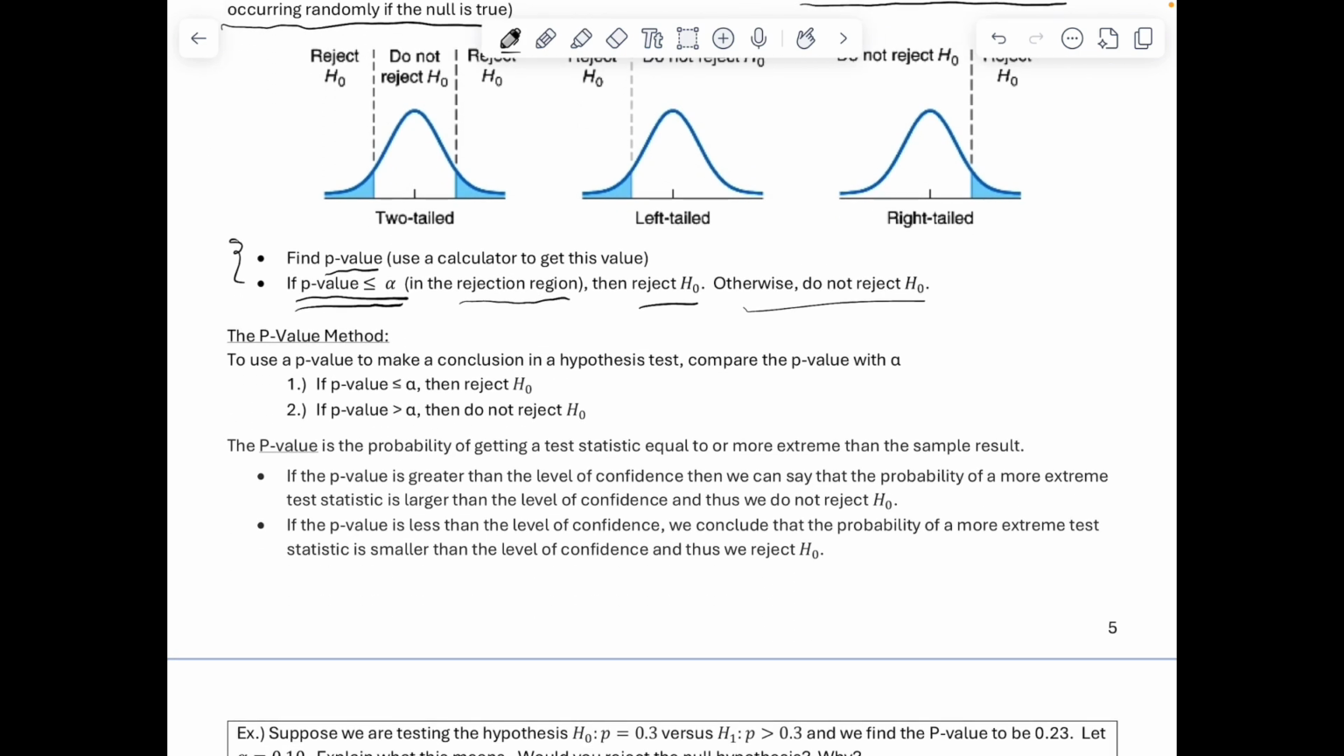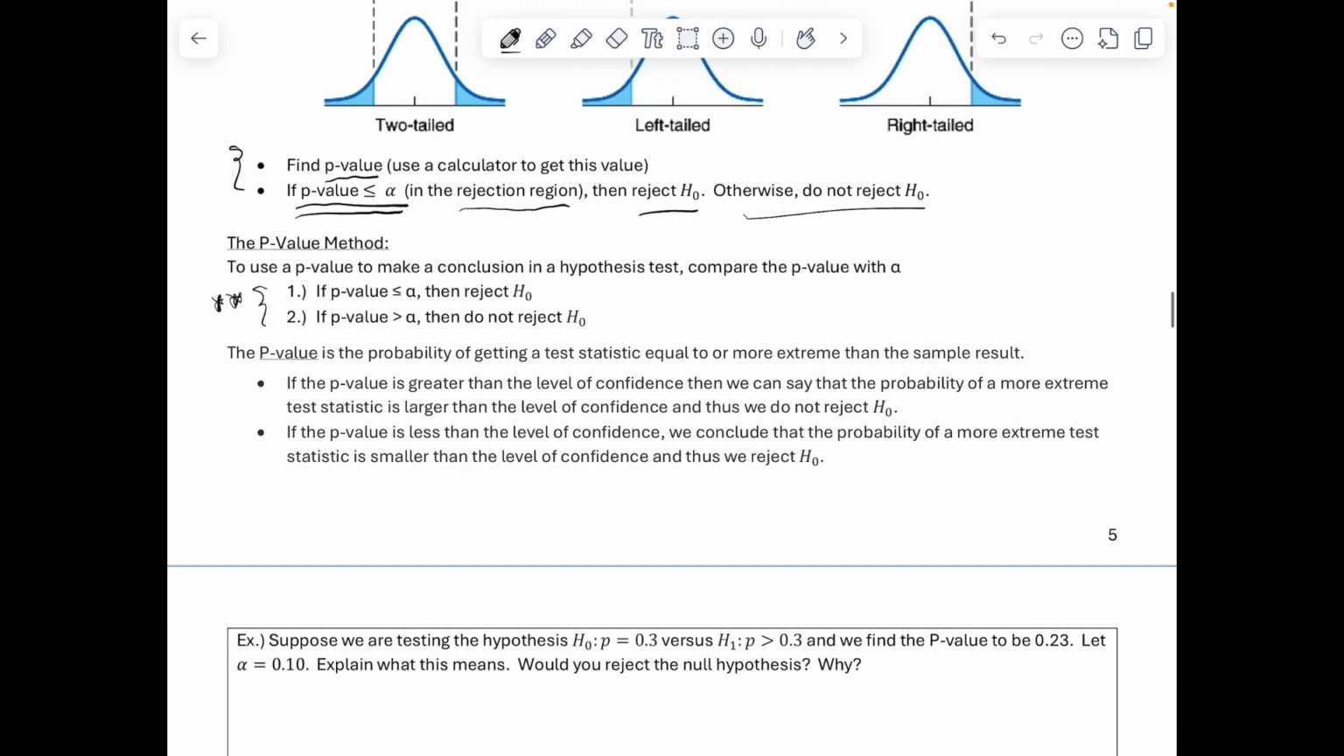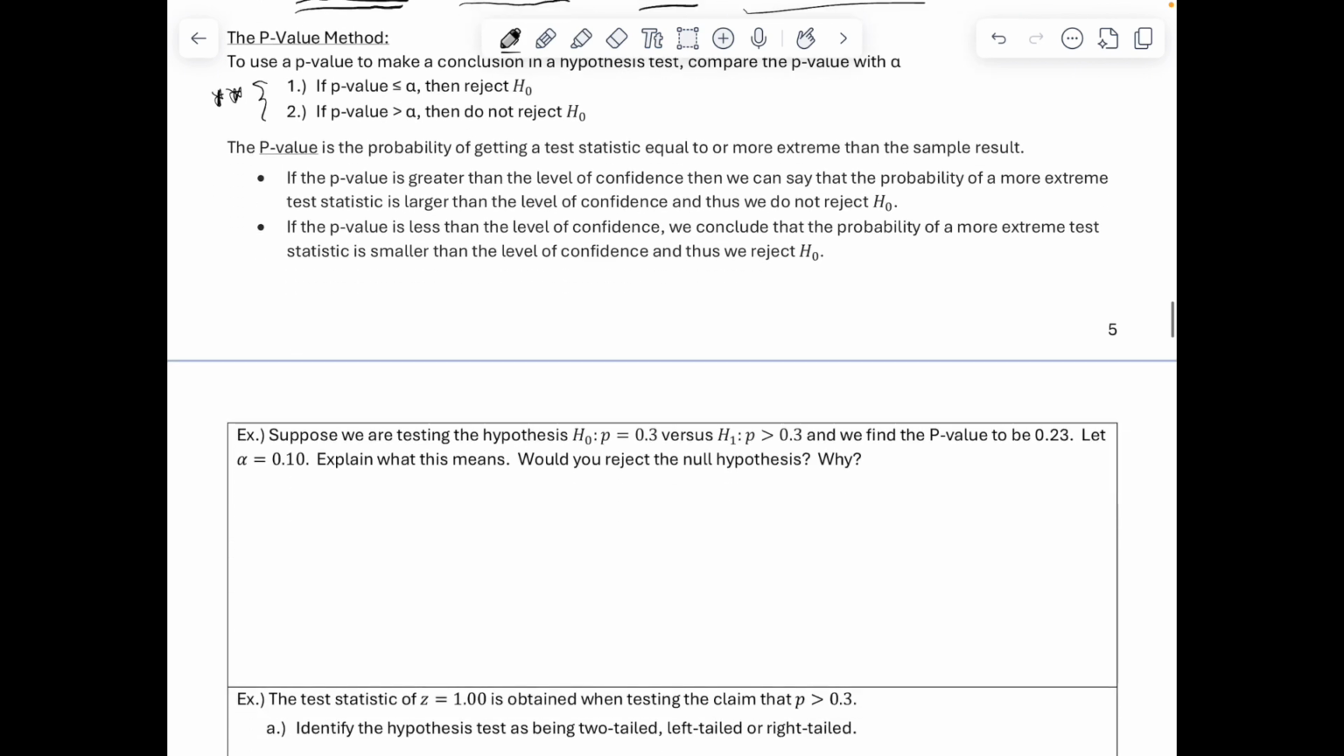The p-value method says to use the p-value to make a conclusion about a hypothesis, compare the p-value with alpha. It is also written here, so definitely give that a couple stars, something we need to know for our homework, quizzes, and exams. I also wrote it down a little bit more with sentence formats right below this, at the bottom of page 5, so definitely look through that. But if the p-value is less than or equal to alpha, we reject our null. And if the p-value is greater than alpha, then we do not reject the null.